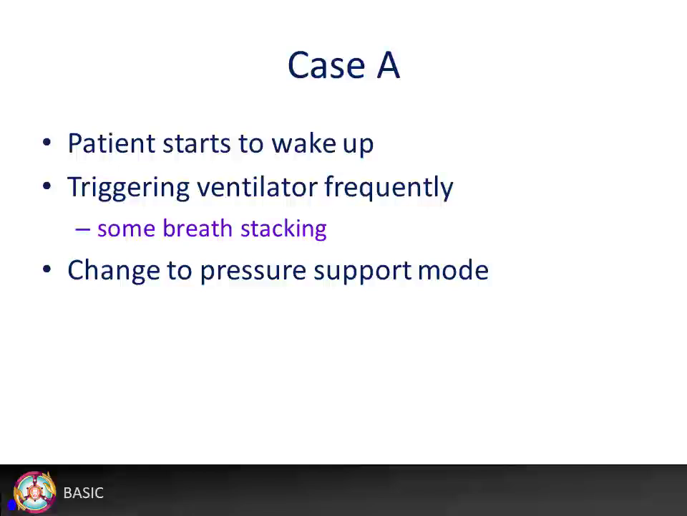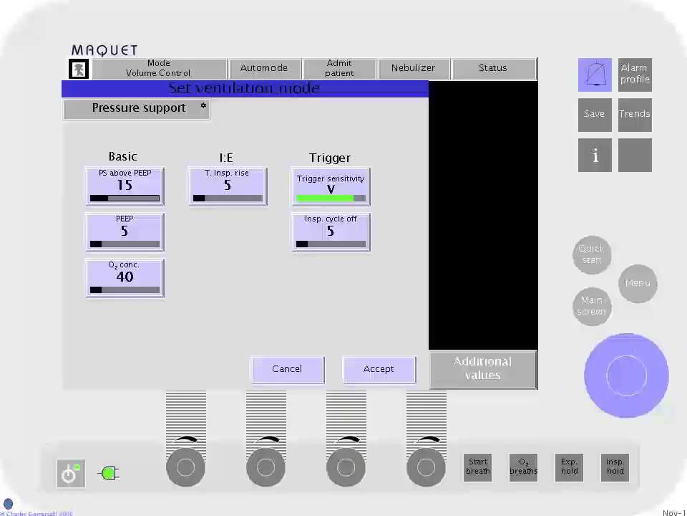The patient starts to wake up and make spontaneous breathing efforts, which is dysynchronous with the ventilator. So we decide to change to pressure support. We need to set the level of pressure support, PEEP, FiO2, and trigger sensitivity. The lung compliance has improved and the plateau pressure has now fallen to 20. As a result, a pressure support of 15 above PEEP of 5 should generate similar tidal volumes.